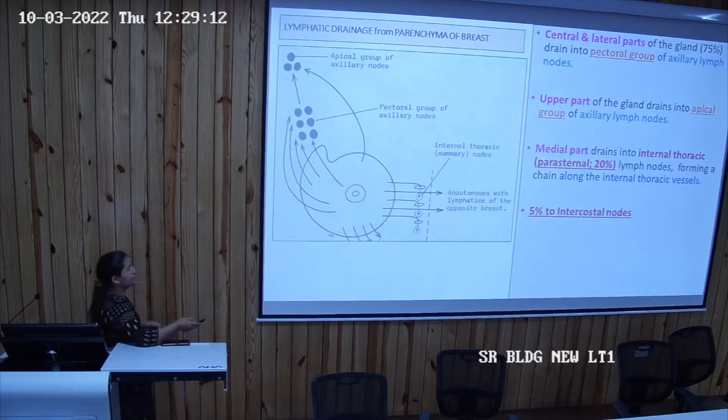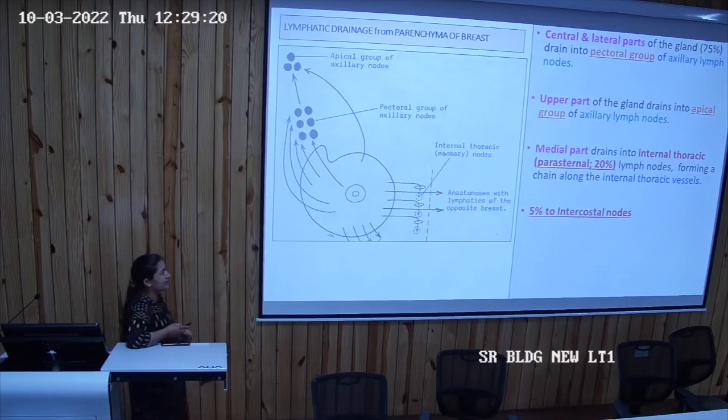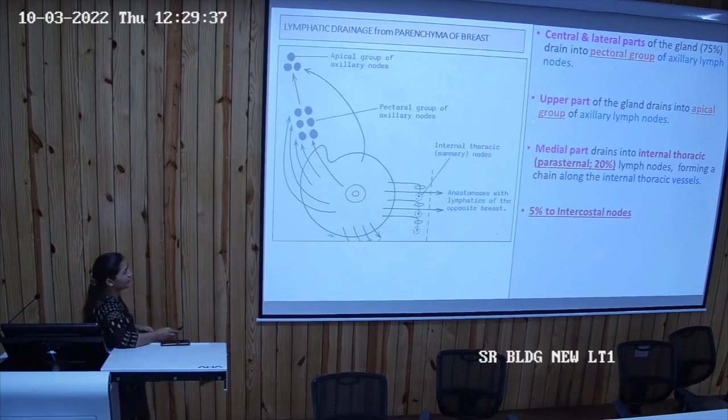Now the major portion, that is the deep lymphatics, is going from the lateral side towards the medial side. Now you remember that the internal mammary artery was present here, and the internal mammary vein was present here. The internal mammary group of lymph nodes are also present along the lateral border of the sternum. So the medial side is draining into the internal mammary group of lymph nodes. Then the upper part of the gland is draining into the apical group. Lateral side is draining into the pectoral group of lymph nodes, and they will finally drain into the apical group of lymph nodes.